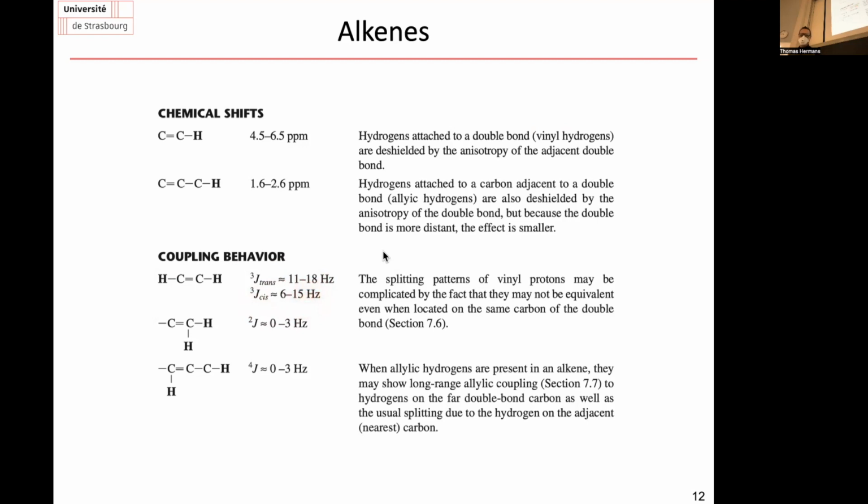There can also be a small coupling between the 2 protons that are on the same side, because sometimes the rotation is not free. And if you have a molecule that cannot rotate, actually the protons see 2 slightly different chemical environments, and they can actually also cause splitting.